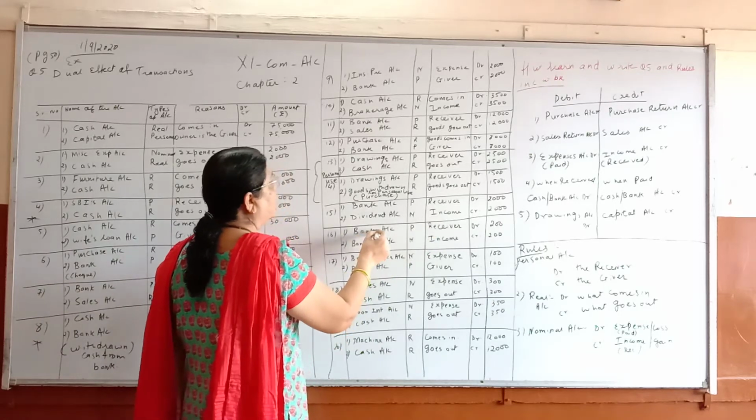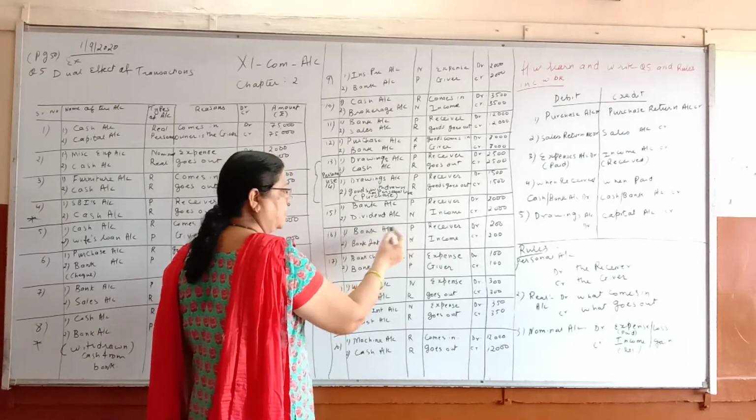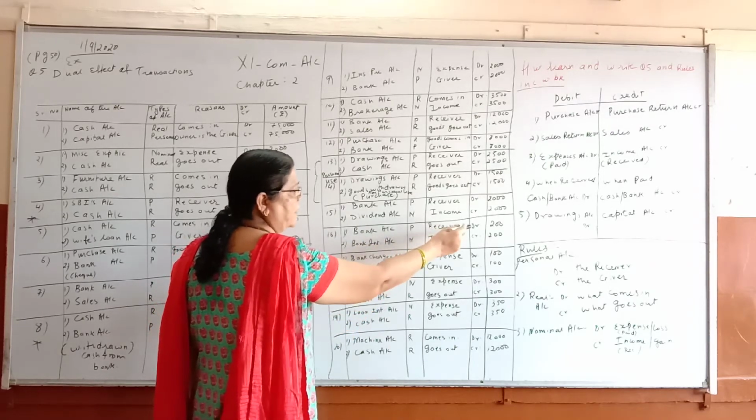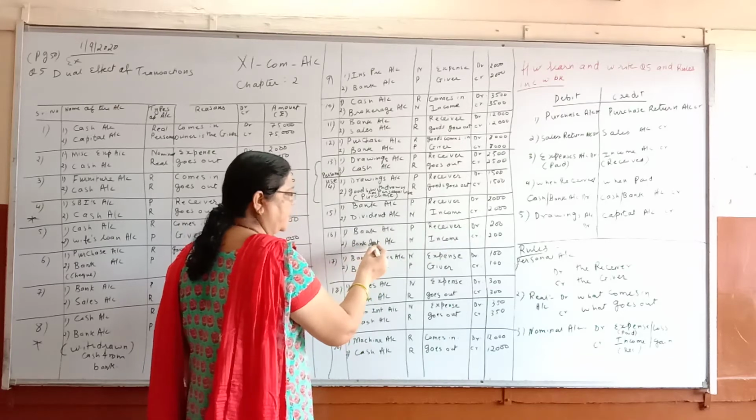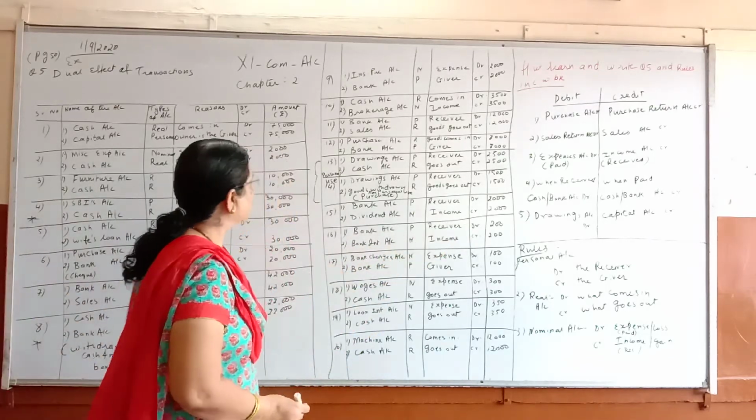So bank account and bank interest account. Bank account, personal; bank interest, nominal. Bank is the receiver, debit 200. And bank interest, nominal, income, 200.